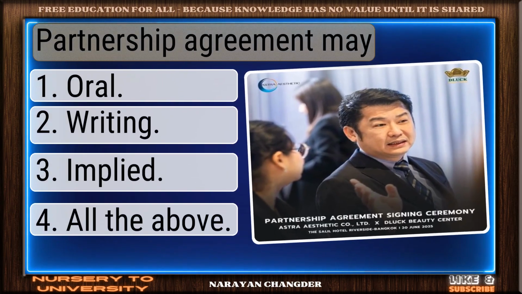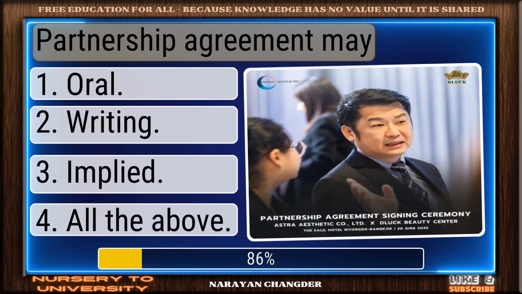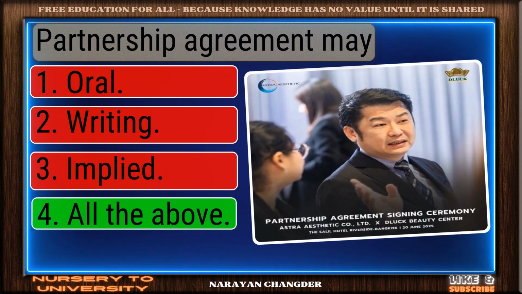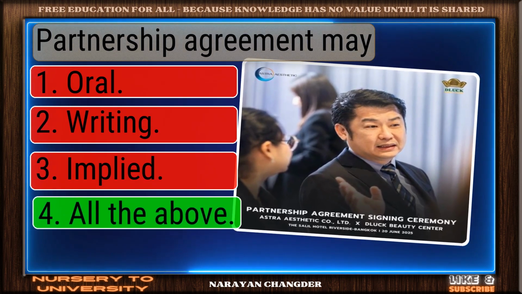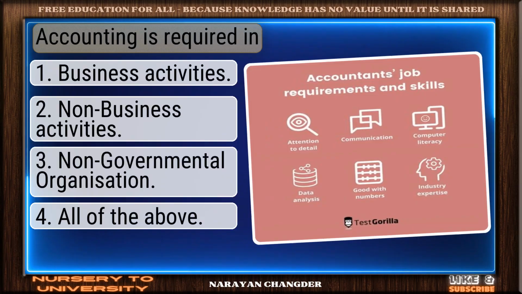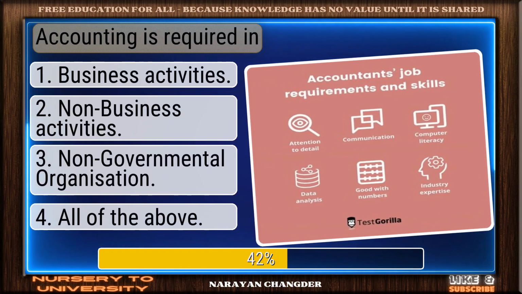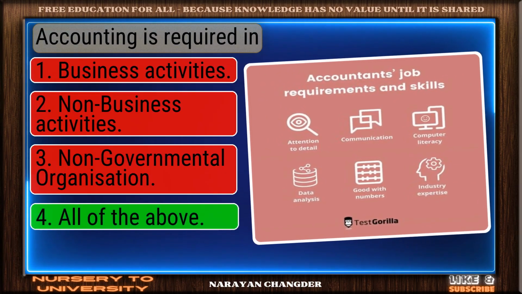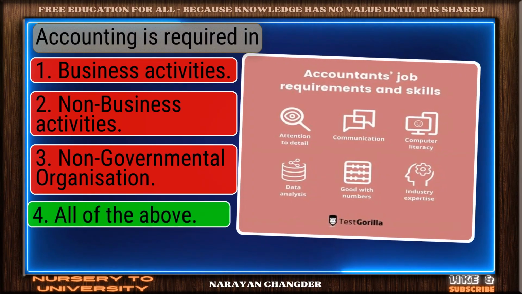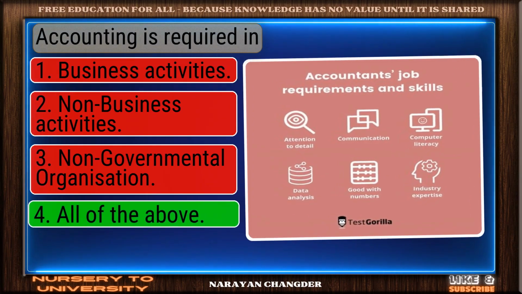Partnership agreement may. Exactly. All the above makes sense and it is the right choice. Accounting is required in. Right choice. All of the above is the best answer.